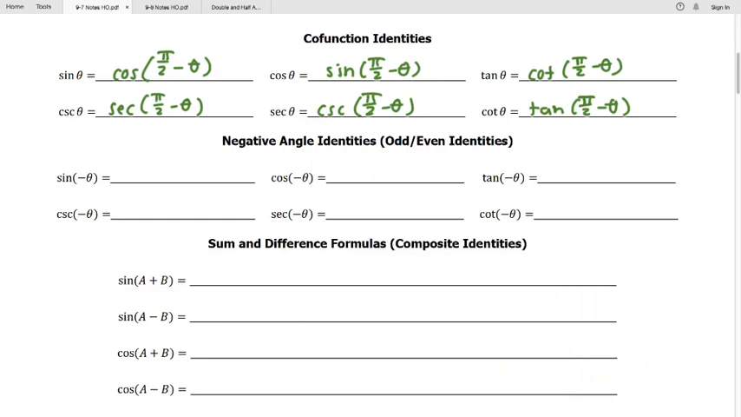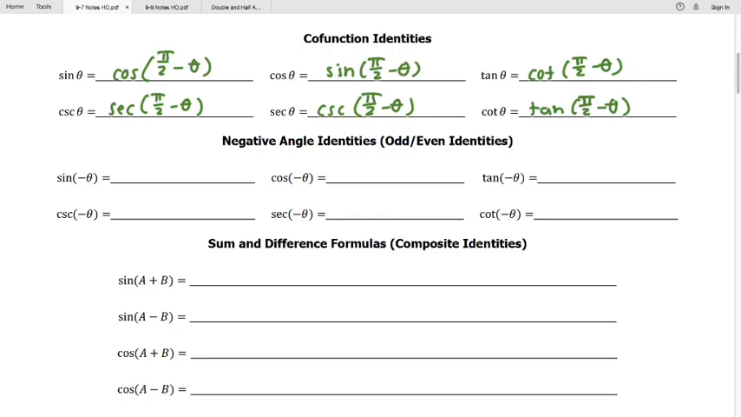Okay, next, the negative angle identities. I call these the odd or even ones. It really comes down to figuring out which functions are odd and which are even. So if we think back to the graphical definition of odd and even, anything with symmetry with respect to the y-axis is an even function.